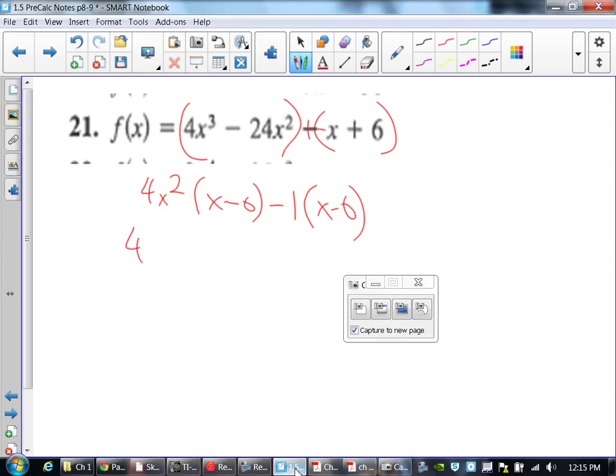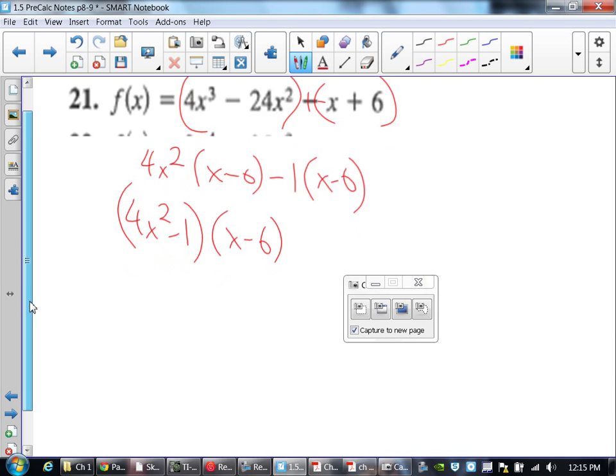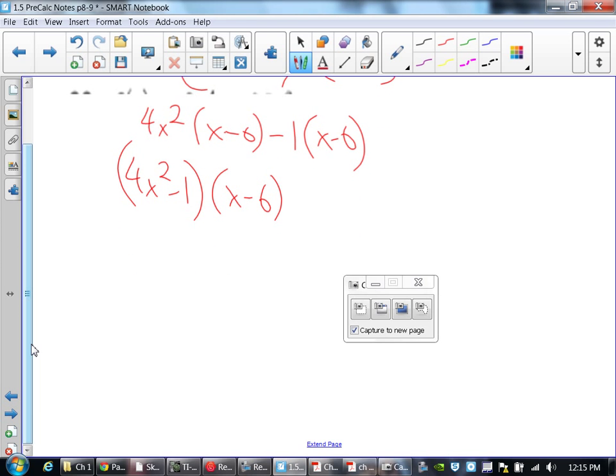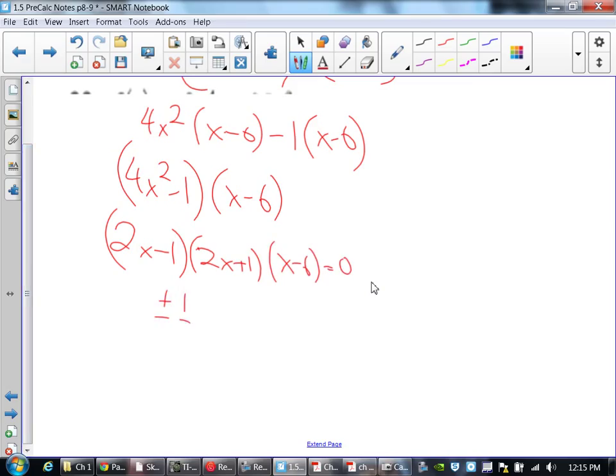Now you've got 4x squared minus 1 and x minus 6. Can you factor that further? Is 4 a perfect square? Yeah. Is 1 a perfect square? Yes. Is that a subtraction symbol? Yes. So your 2 terms are 2x and 1. And your zeros are at plus or minus 1/2 and 6.